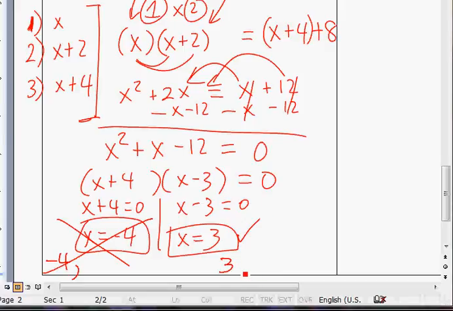First number is 3, the next odd is 5, and the next odd is 7. And those are your 3 consecutive odd integers.